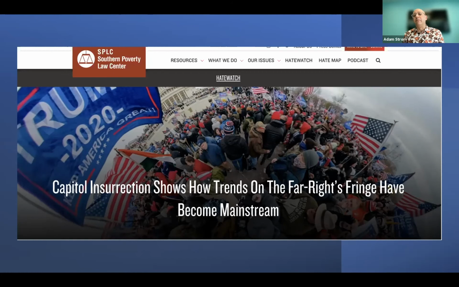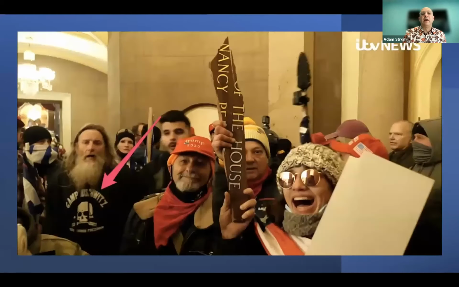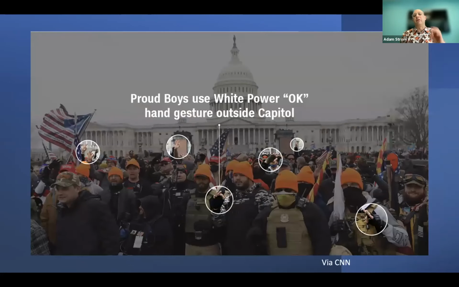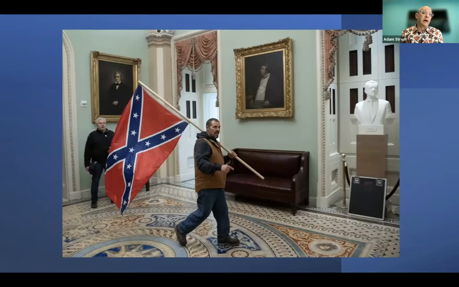of the political mainstream, right, with the Capitol insurrection? And I don't have to spend a lot of time, because I'm sure you've seen the journalism here, but the guy on the left wearing the Camp Auschwitz t-shirt, an anti-Semitic t-shirt, was not the only one of these images or white power symbols used by protesters in the January 6th terrorist insurrection in front of the Capitol, the Confederate flag making its way through the halls of Congress, right?